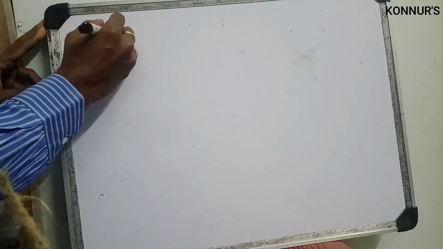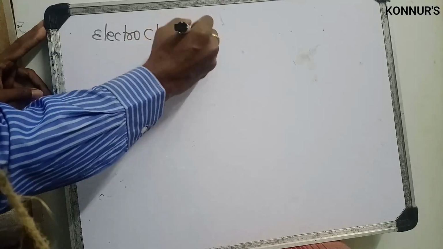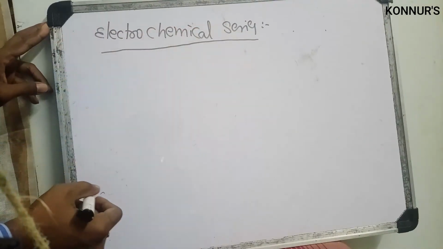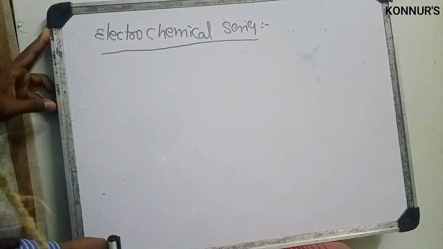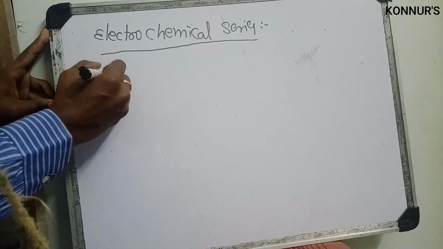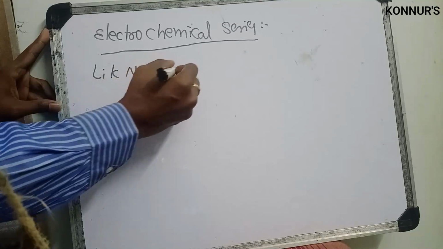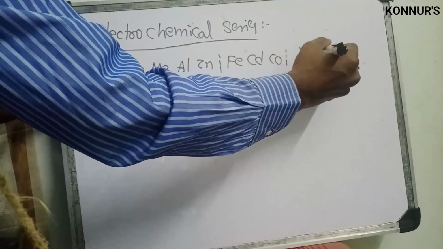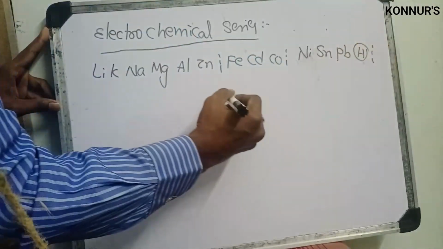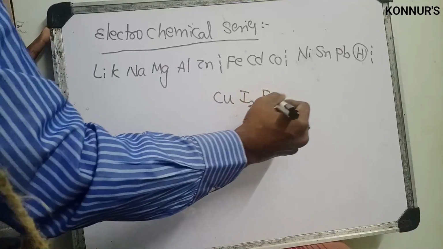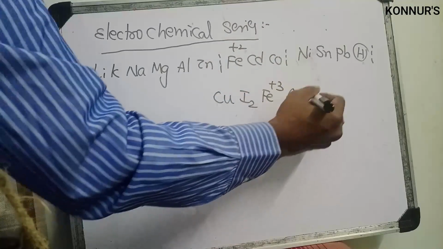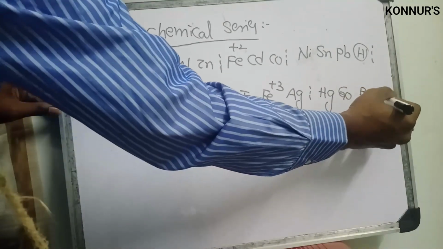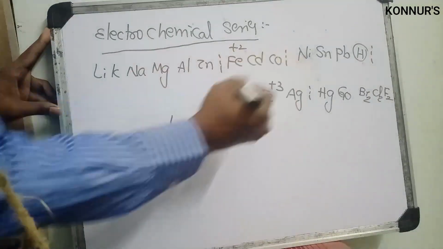One is the electrochemical series. The entire electrochemistry depends on this series only. I think we already discussed our shortcuts in a previous video. So: Li, K, Ca, Na, Mg, Al, Zn, Fe, Cd, Co, Ni, Sn, Pb, H, Cu, I, Hg, Ag, Au. After iodine, you get bromine, chlorine, fluorine. In this, you take any two.